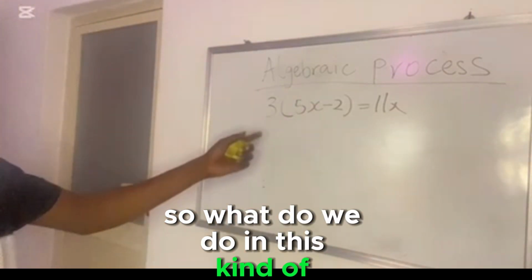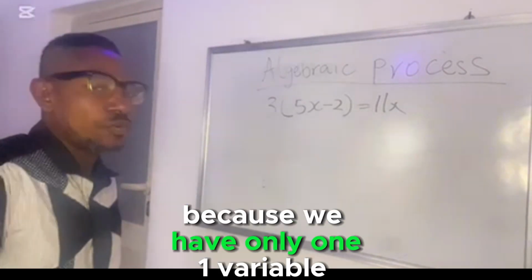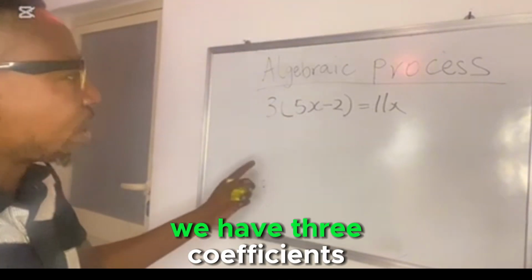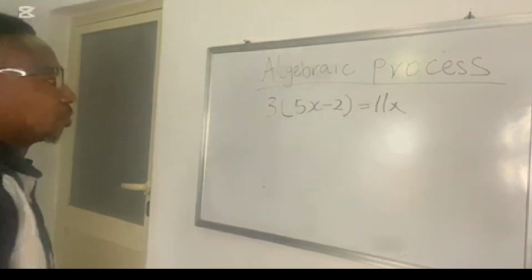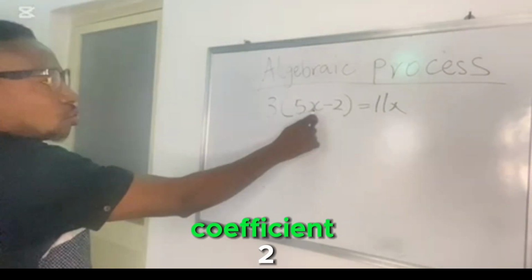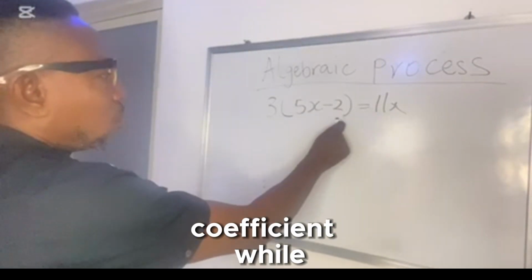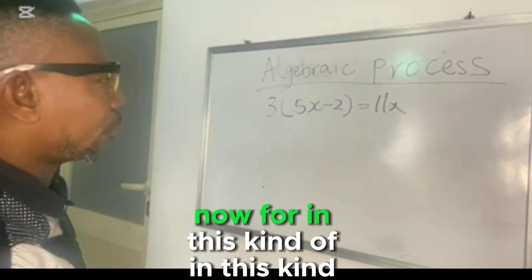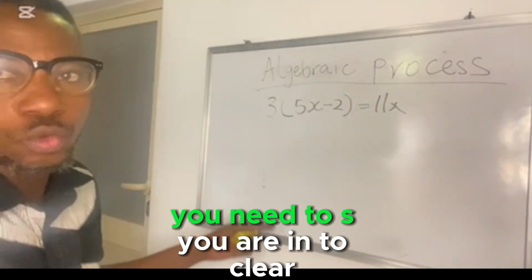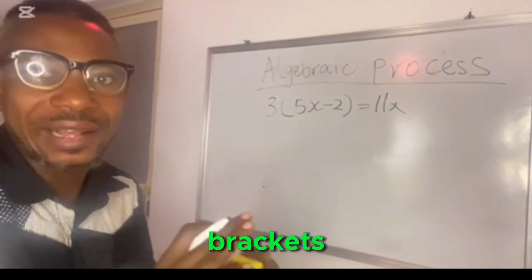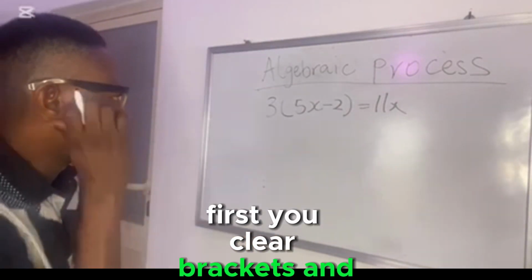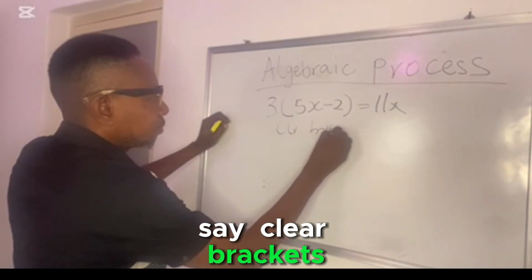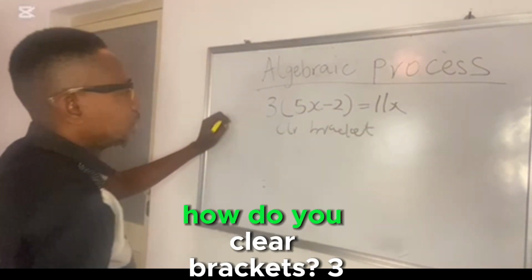So what do we do in this kind of situation? They may be asking you, because we have only one variable here, which is x. We don't have y. 3 is a coefficient, 5 is a coefficient, 2 is a coefficient, 11 is a coefficient, while x here is a variable and x here is a variable. In this kind of situation, you need to clear brackets first. How do you clear brackets?